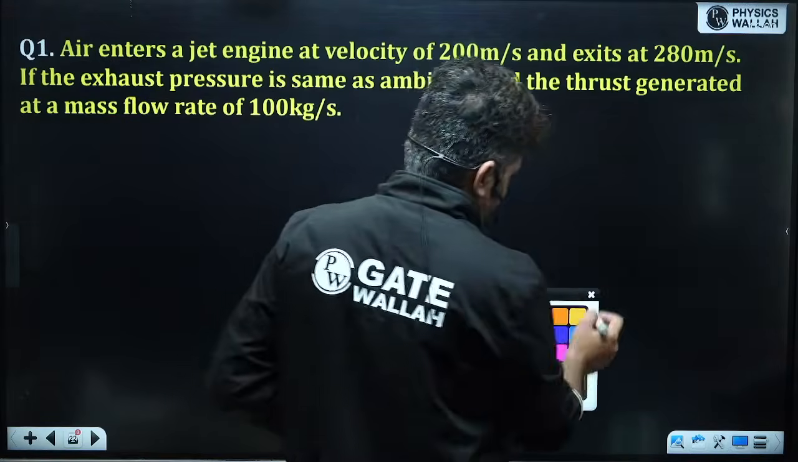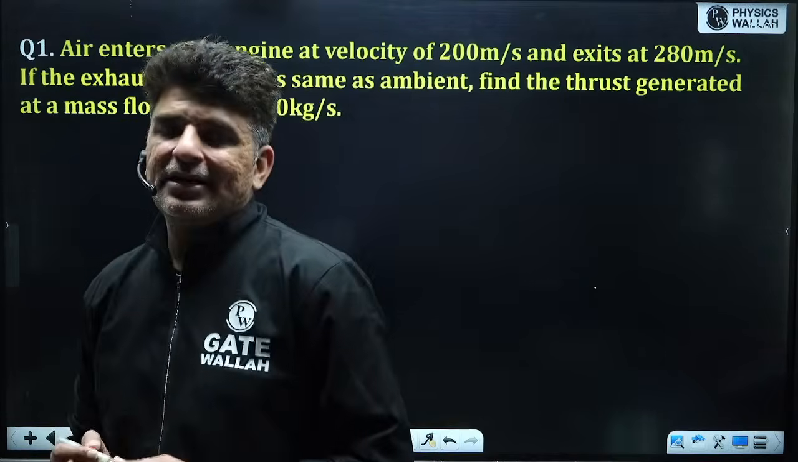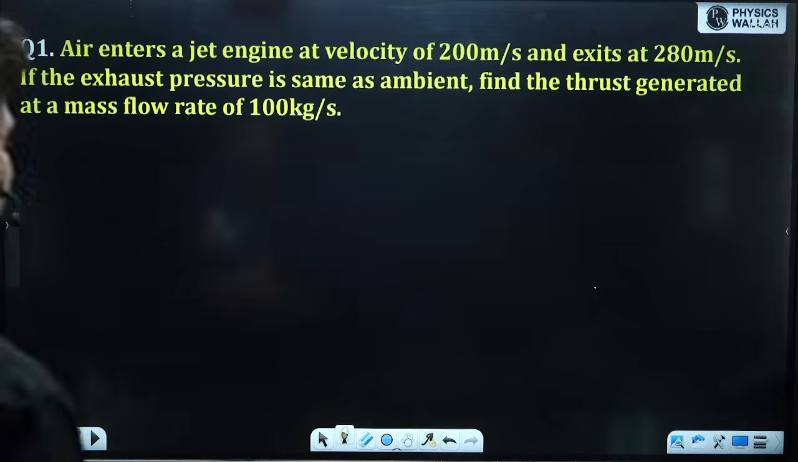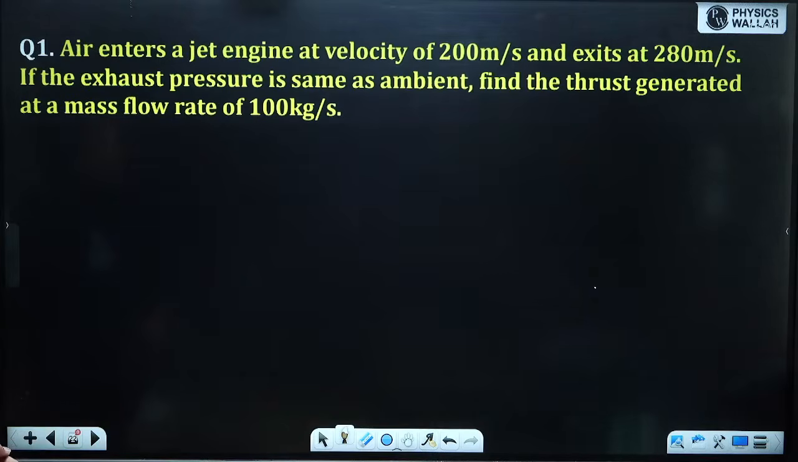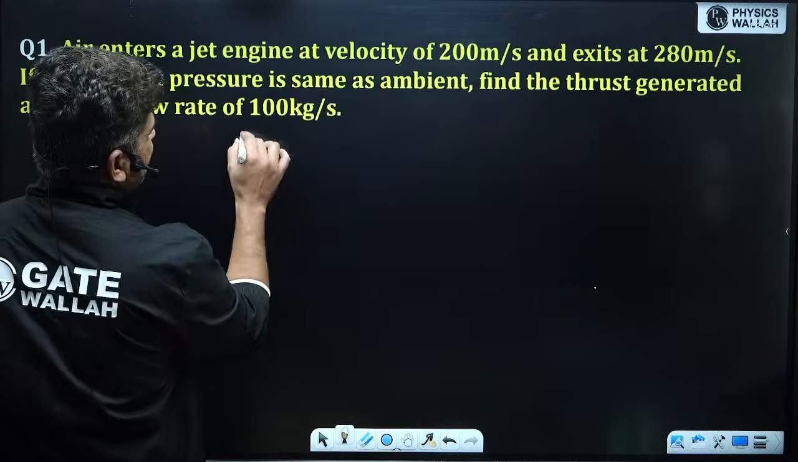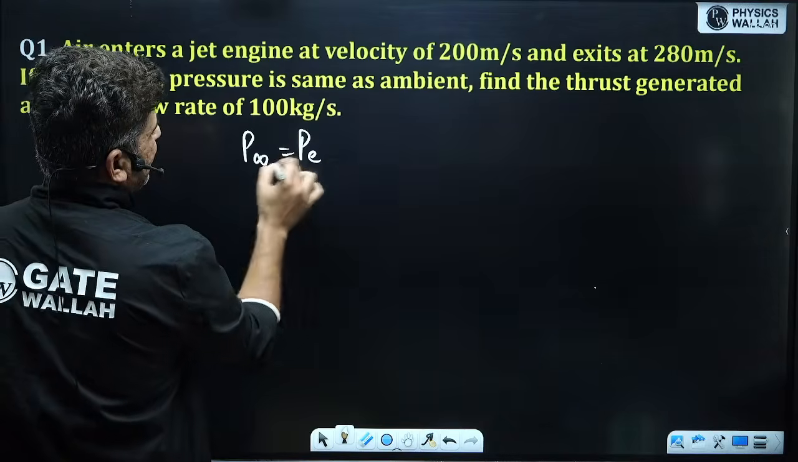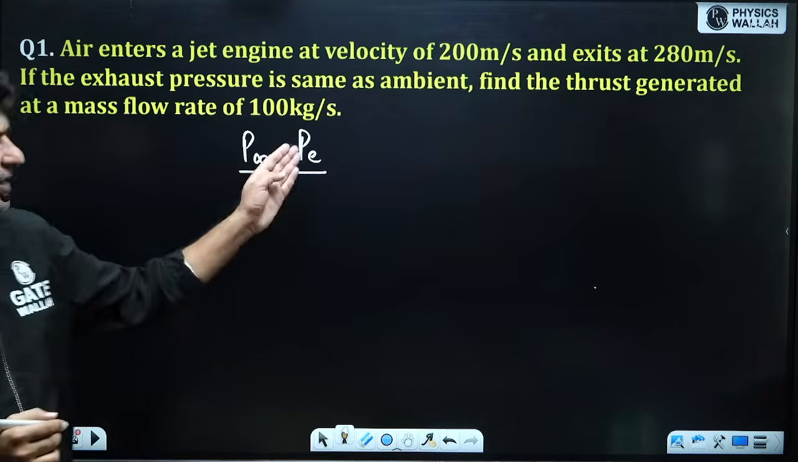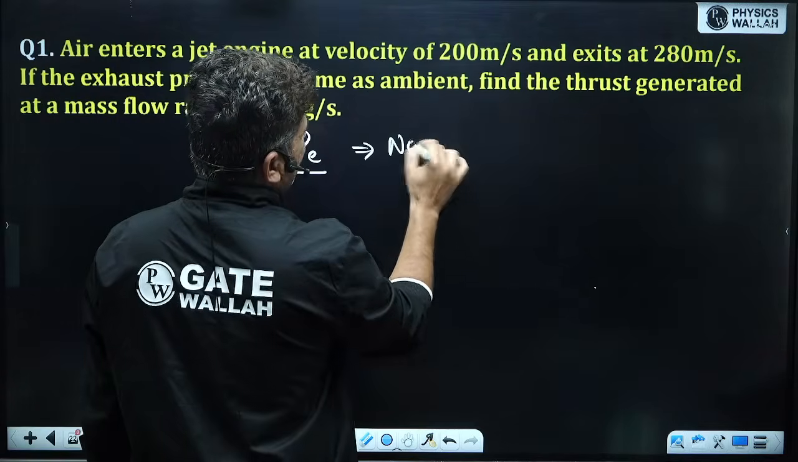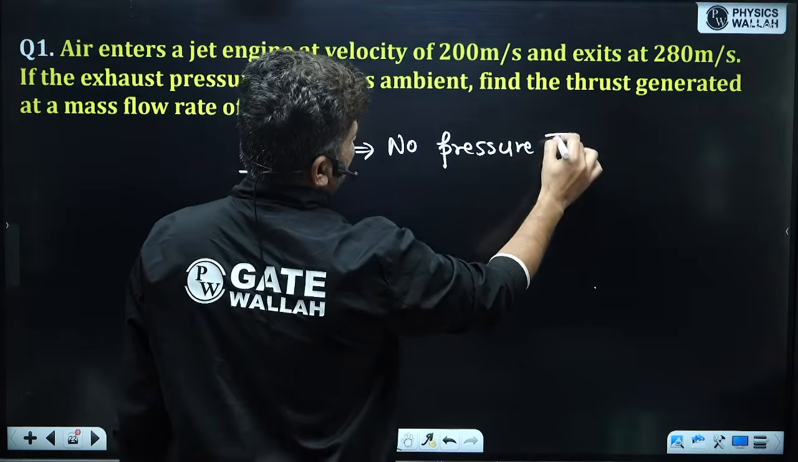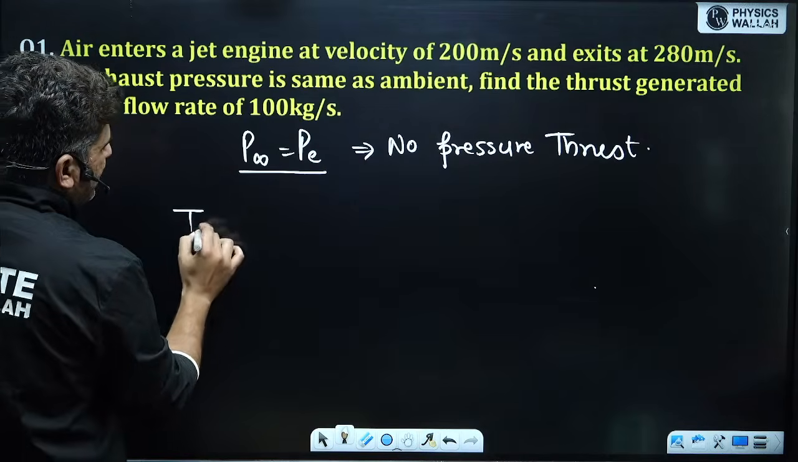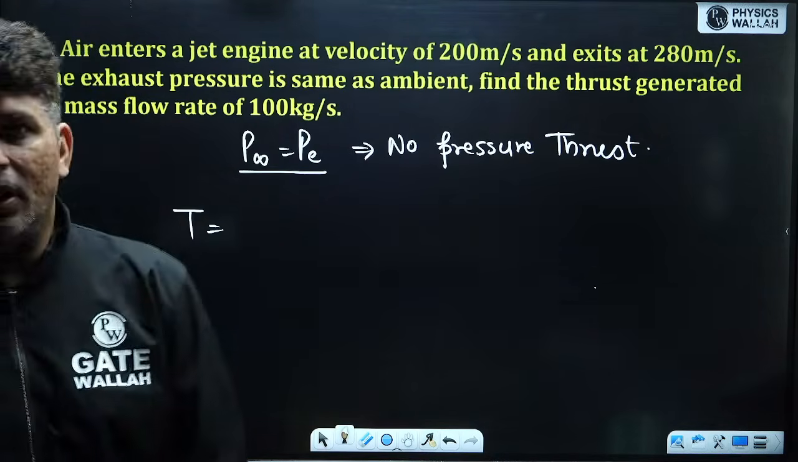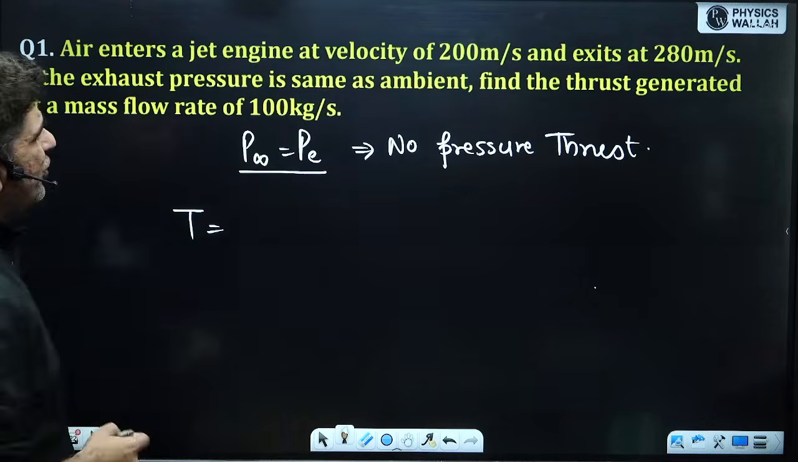What will be the thrust generated? To understand this question completely, the first question is: air enters a jet engine at a velocity of 200 meter per second and exits at 280 meter per second. If the exhaust pressure is the same as ambient, now what he is saying is P exhaust and P infinity are the same. So if P exhaust and P infinity are the same, that means there will be no pressure thrust. Once there is no pressure thrust, the thrust will only be due to the air. Find the thrust generated at a mass flow rate of 100 kg per second.